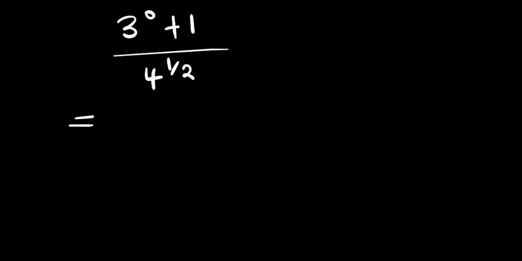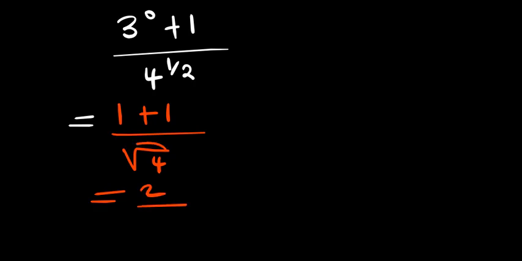So we're going to say 3 to the power 0, that is a 1, plus 1 over 4 to the power half. What 4 to the power half means, as we said, is that a half just means the square root, so that is the square root of 4. Then 1 plus 1 on top will give us a 2 over the square root of 4, that will also give us a 2. Then 2 divided by 2 gives us a 1. So that's how you solve when you're given such a fraction.